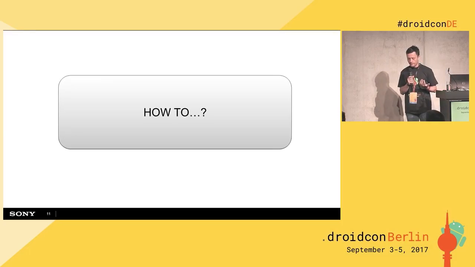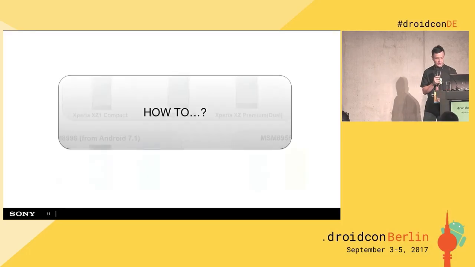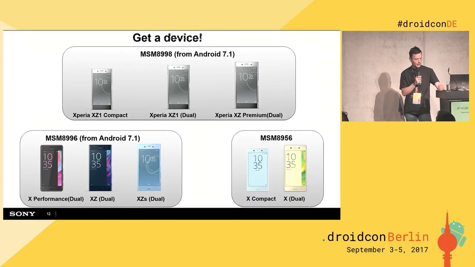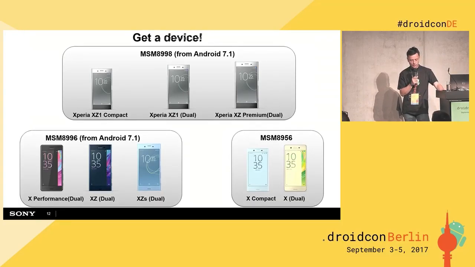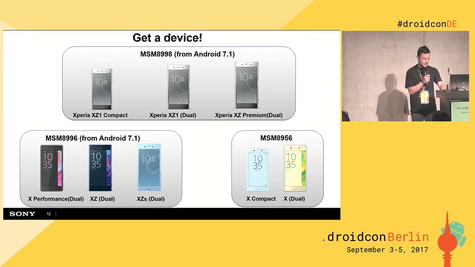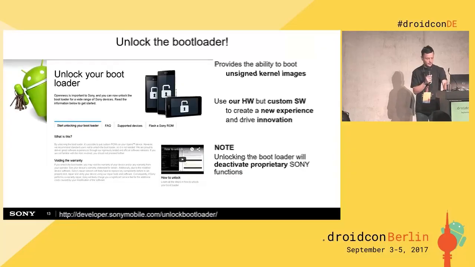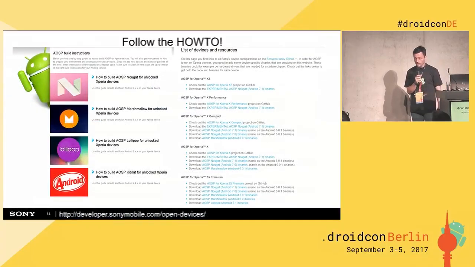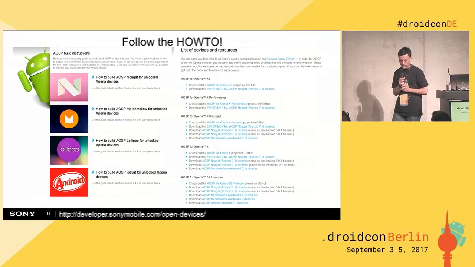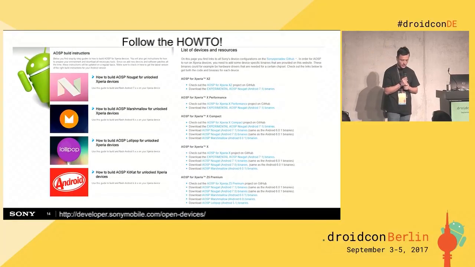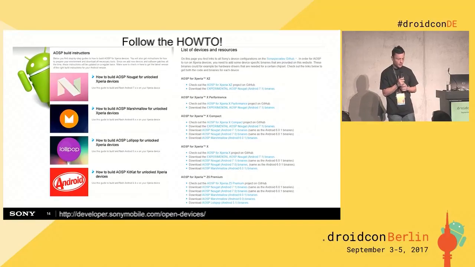How to start working with this is really simple. You pick one of our devices, if you want to be on the latest Android, or an older device if you want to be on older Android versions. You unlock the bootloader, and then you follow our how-to. We provide all the information on our GitHub, and we try to be as open as possible by providing both knowledge and support on our forum.